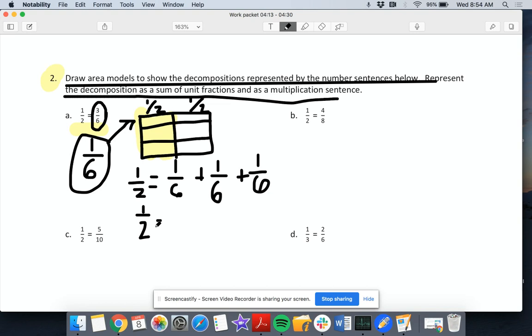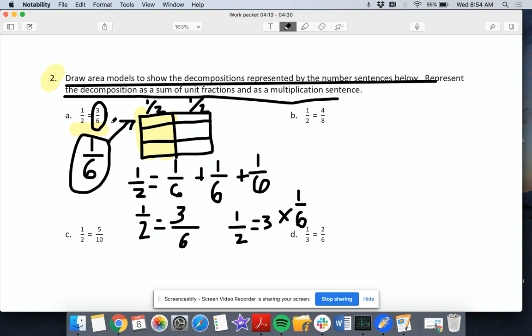1/2 is equal to, denominator staying the same, 1, 2, 3. 1/2 is equal to 3 over 6, or 3/6. And then my multiplication sentence would be what? 1/2 is equal to 3 times my unit fraction, which is 1/6.